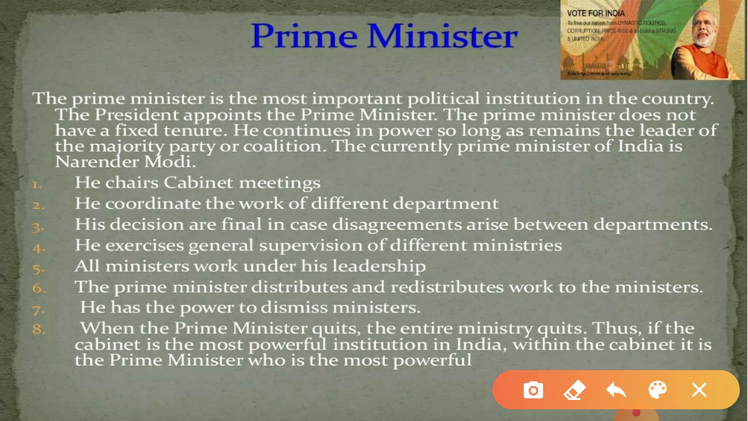Now the powers of the Prime Minister, we will see. First, he chairs the cabinet meeting, means all the cabinet meetings are chaired by the Prime Minister, who coordinates the work with different departments. There are different departments, so he is the leader of all these and he is coordinating with them. His decisions are final in case of disagreement. If any dispute arises between the departments, his decision is final.